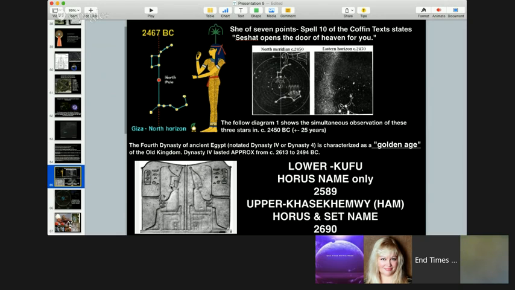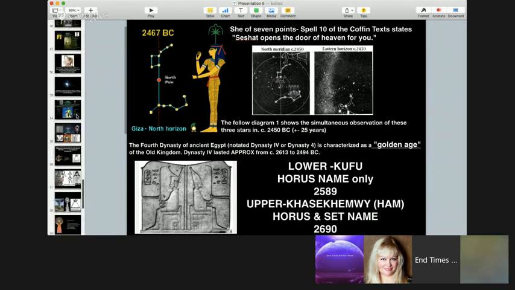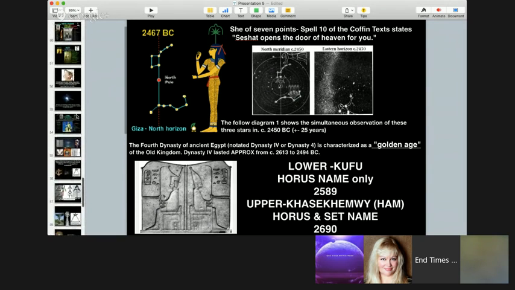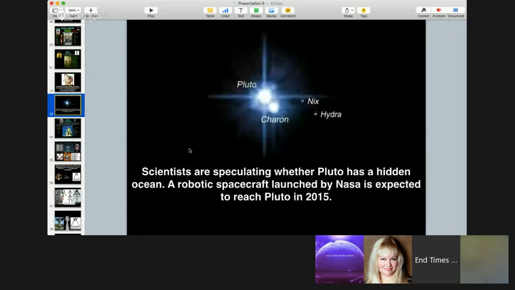And they also celebrated the Jubilees, and they wore the Jubilee garments. If you look that up, I found it quite interesting that they were tied in that. But another thing that we're going to look at is Pluto. It has a hidden ocean. They were supposed to launch a spacecraft in 2015. I didn't find when that was, but it's this year.